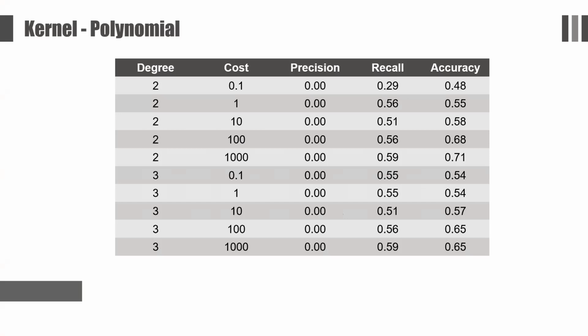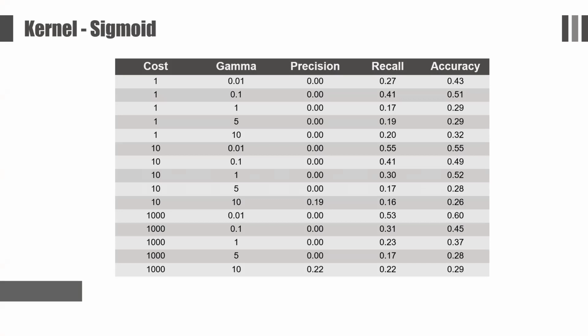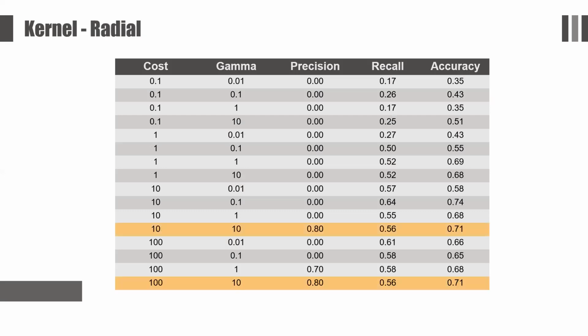In the polynomial kernel, we found that all the models also have zero precision. In the sigmoid kernel, all the results are not performing well. In the radial kernel, the model with parameter cost equal to 10, gamma equal to 10 has the same performance as the cost equal to 100, gamma equal to 10. Since both results are the same, we choose the model with the lower cost, which is cost equal to 10. At the same time, this model has the best performance among all the models we have trained in the different kernels.